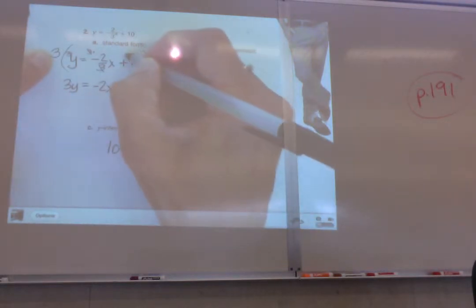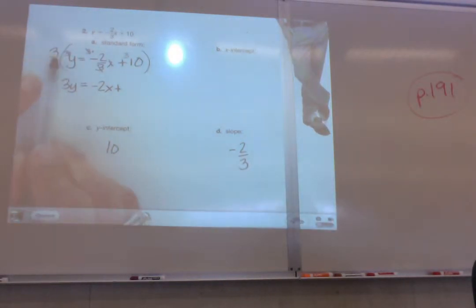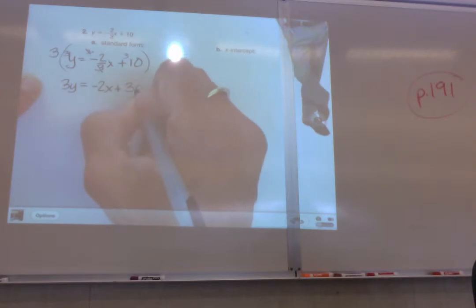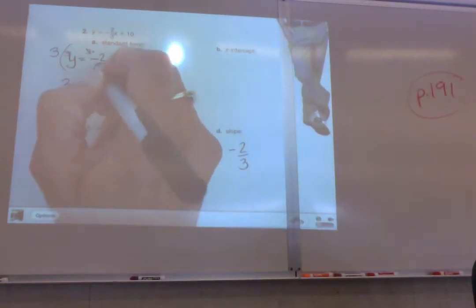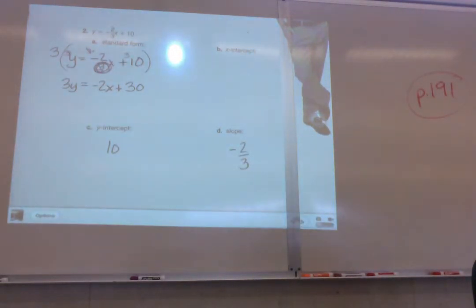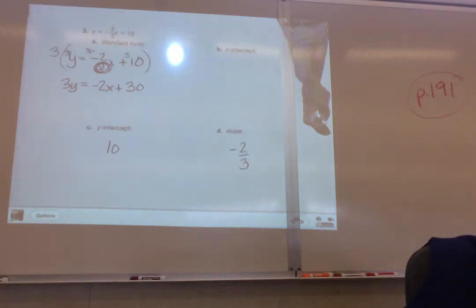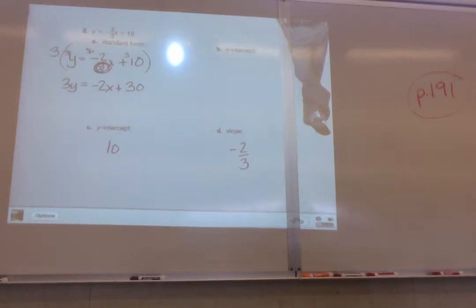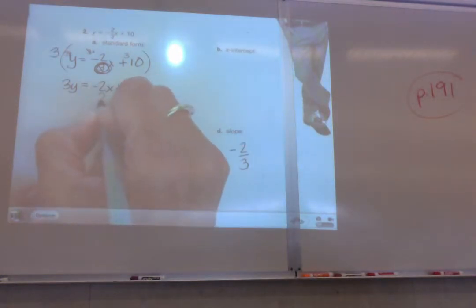And then you can't forget to times by 3 here. So timesing by 3, it's like a distribute. Times, times, times. We figured out to use that 3 because we said, oh, our slope's a fraction, but if I'm moving it to standard form, I want to get rid of fractions. Now, in standard form, the x and the y term are both on the same side of the equal sign. They're over here on the left, so we're going to add 2x.